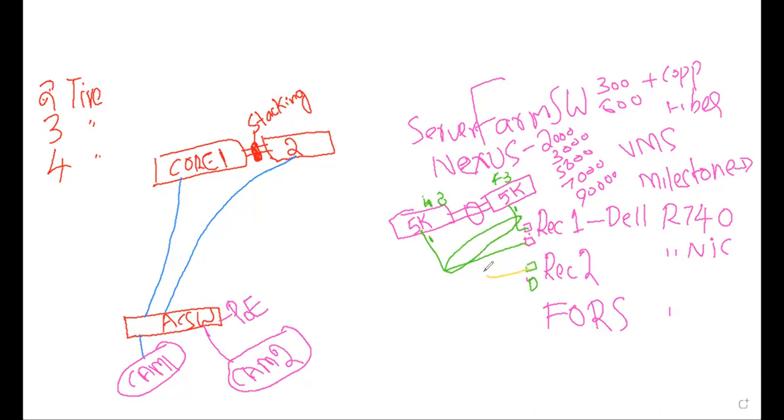I'm going to use another port from core 1 and core 2, the way I can use the number of available ports to connect my core switch to my server farm switch. Okay, so adding an extra page for the summary.